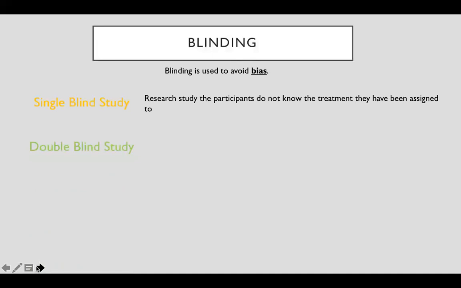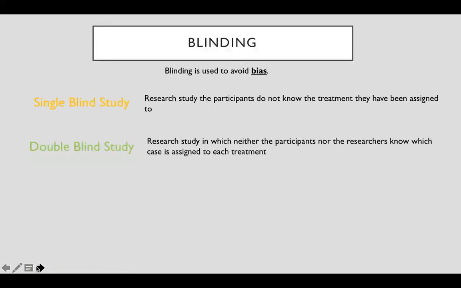All right, so blinding is used to avoid bias. So we have single blind and we have double blind. So first, a single blind study is a research study in which the participants do not know the treatment that they have been assigned to. But in a single blind study, the researchers do know the treatment that the participants are assigned to. While in a double-blind study, neither the participants nor the researchers know which case is assigned to each treatment.